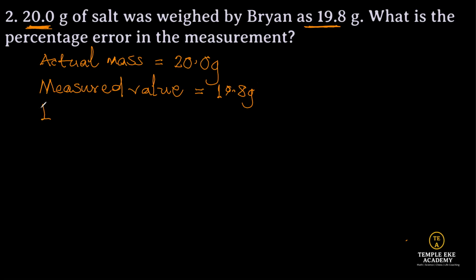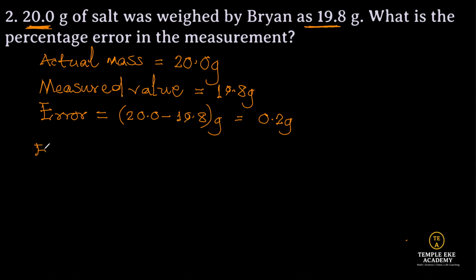So the error involved is the difference between these two values. It's an absolute value. So let us take the bigger value, 20.0, minus the smaller value, 19.8, in grams. And this gives us, by subtraction, 0.2 grams. This is the error. Now we can find the percent error.